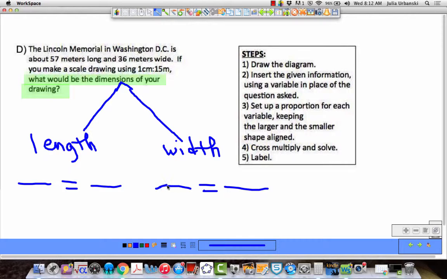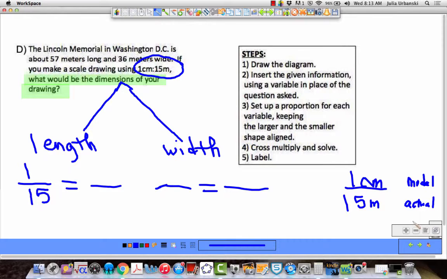Okay, so let's talk about length first. The scale is given to us, 1 centimeter over 15. 1 centimeter to 15. We've got the scale on top. The actual one is on the bottom. 1 centimeter represents the model. 15 meters represents the actual. The model, the actual.